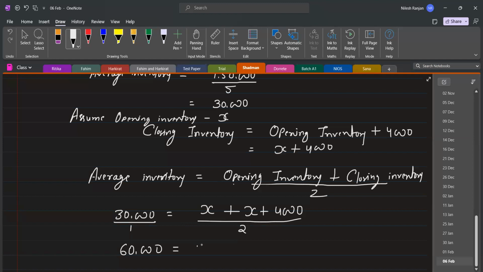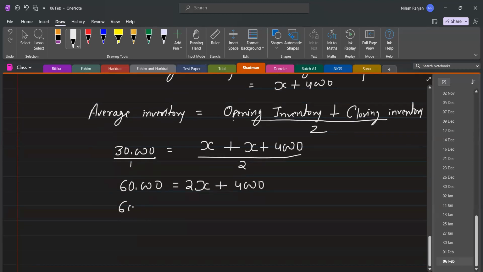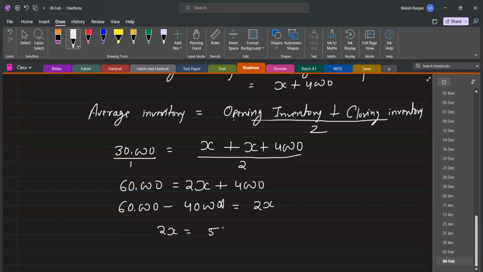So 60,000 equals 2X plus 4,000. Now 60,000 minus 4,000 equals 2X, because 4,000 is positive on this side, so it will go to the left side and become negative 4,000. So 2X equals 56,000 and X equals 56 divided by 2, that is 28,000.